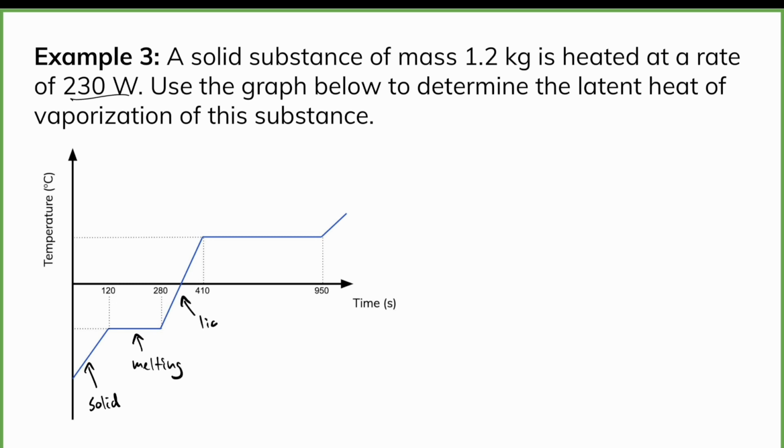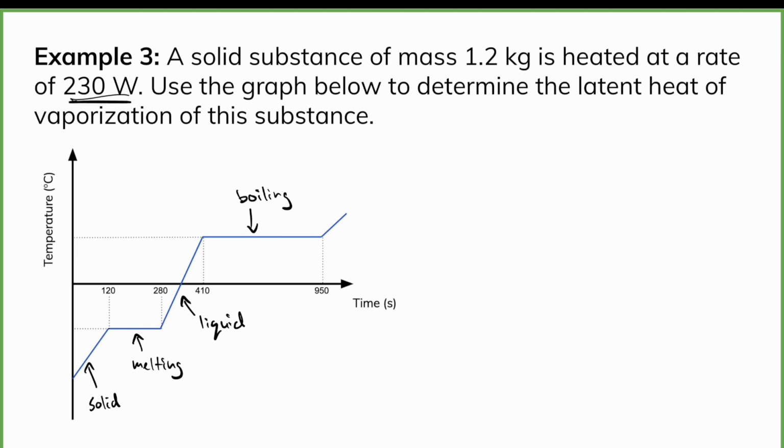This stage here, it's a liquid. And then this stage here, it's boiling. And the latent heat of vaporization occurs when it's boiling. So we need to figure out how much energy is being used to boil this 1.25 kilos, and then we can solve for L, the specific latent heat of vaporization.